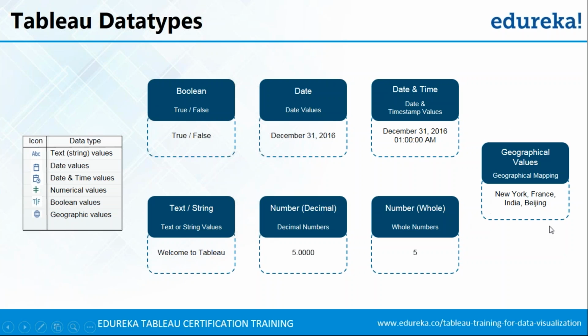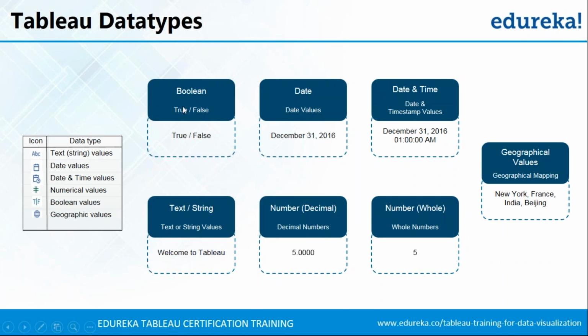Now Tableau has a very special kind of data type, which are the geographical values. And this kind of data type is automatically detected when you have a field like city, state, or anything that describes a geographical location. So whenever it finds geographical locations like New York, France, India, Beijing, or any other place name, Tableau will auto-detect it as a geographical value.